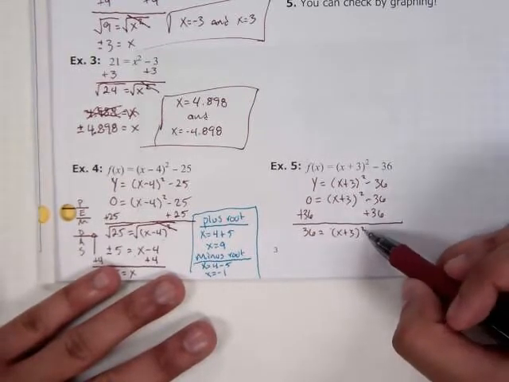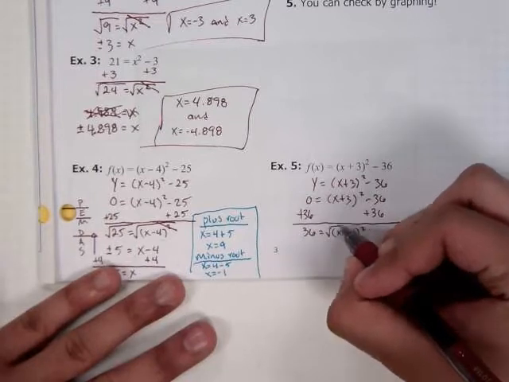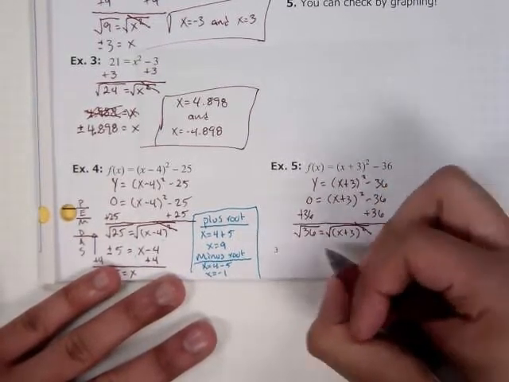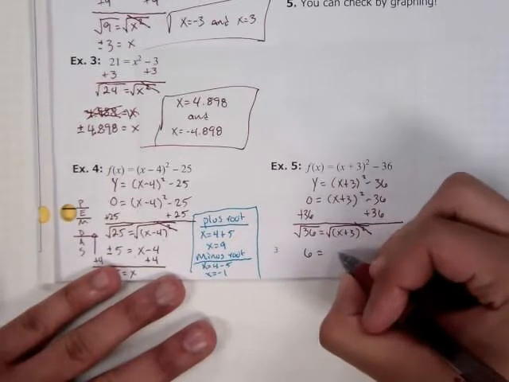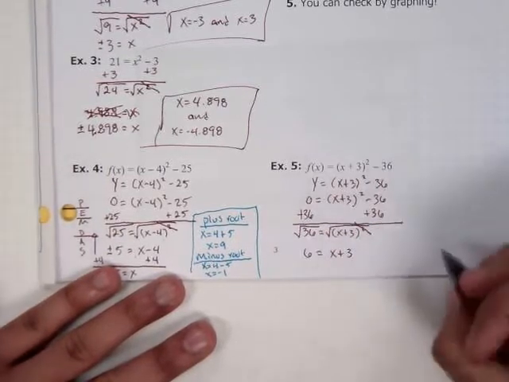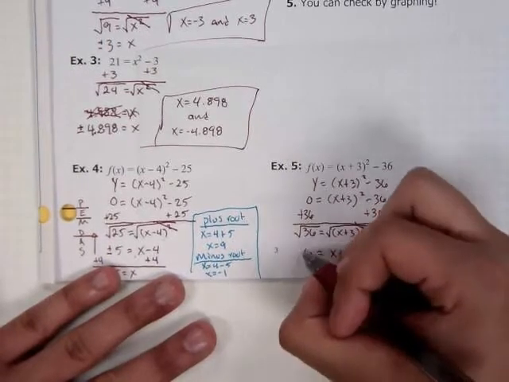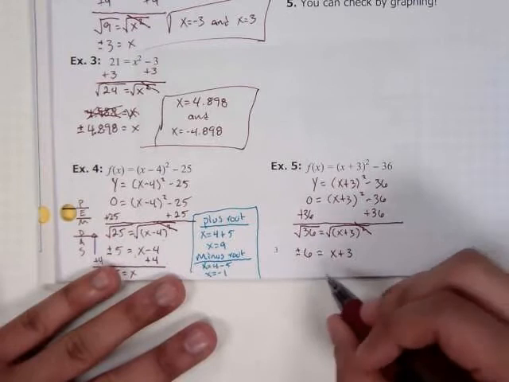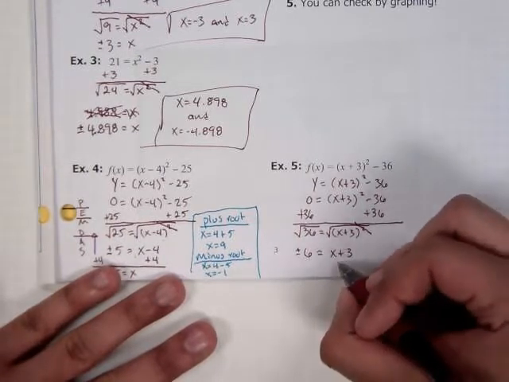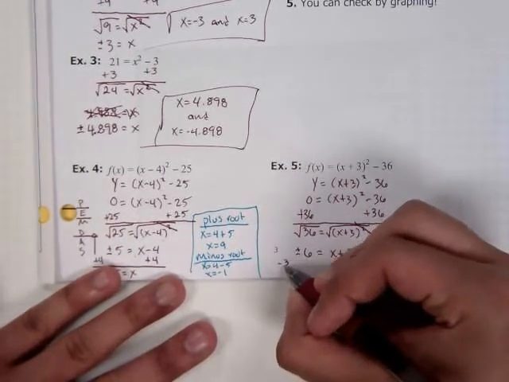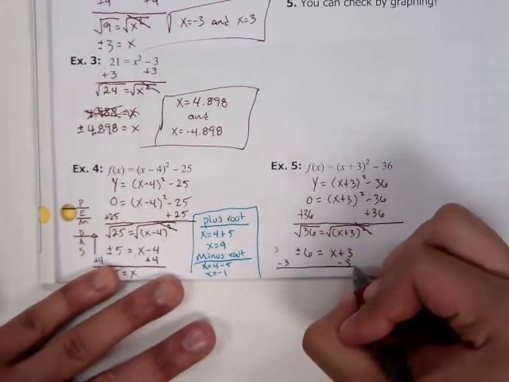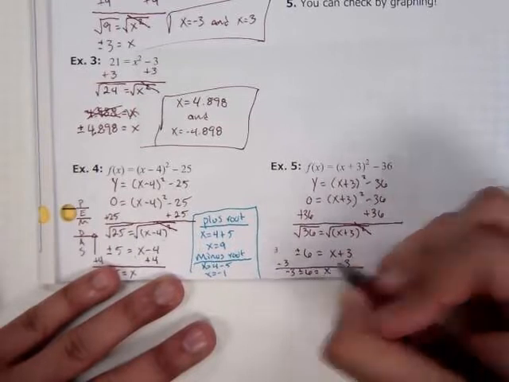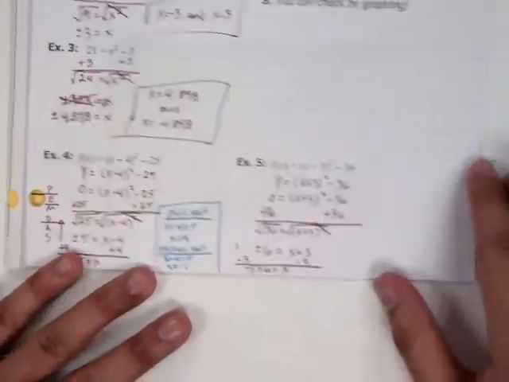To undo a square, to undo this exponent, we square root. Those cancel, leaving 6 is equal to x plus 3. But we took the square root, so what do we need in front? A plus or minus. And to finish getting x by itself, I subtract 3, negative 3 plus or minus 6 is equal to x. We have two answers there.